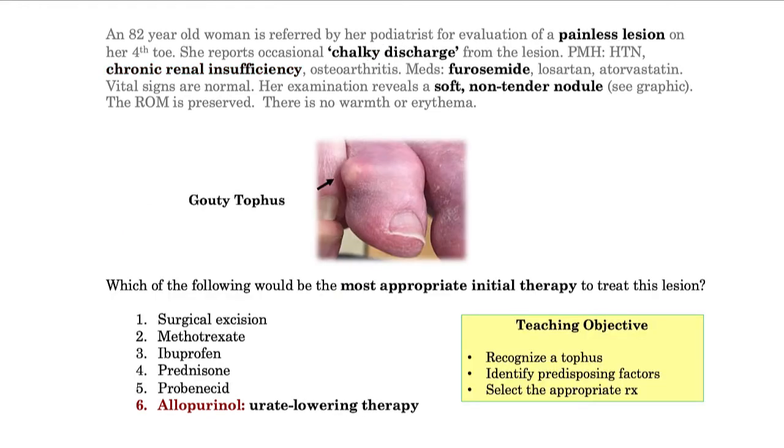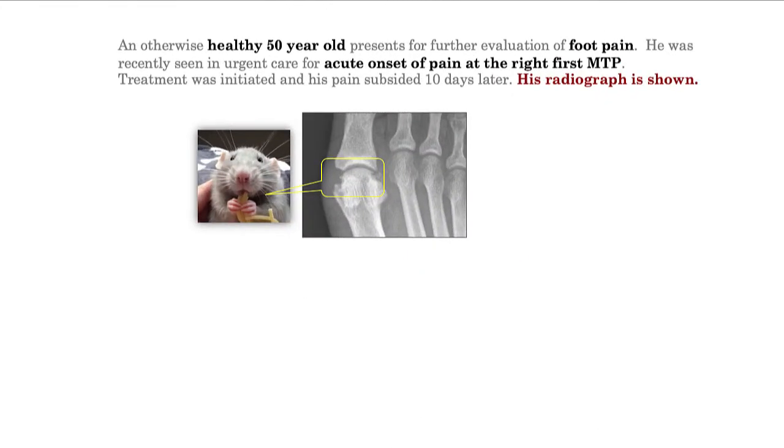So the correct answer is allopurinol, and the teaching objective here was to recognize a tophus, the predisposing risk factors, and select the appropriate treatment. Let's continue. In this vignette, you were presented with a healthy 50-year-old with a classic onset of acute joint pain at the first MTP, and they show you a radiograph.